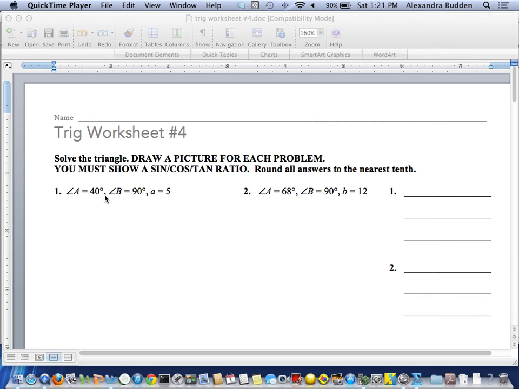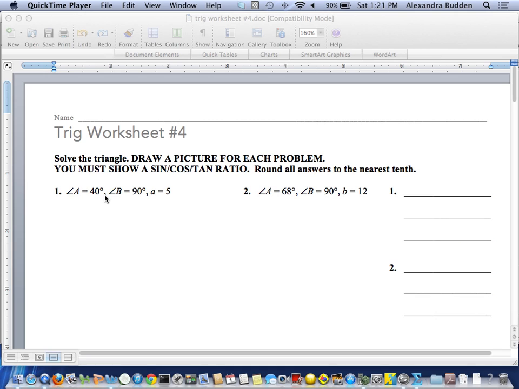If you would please take out your packet and turn to the worksheet labeled Trig worksheet number 4. We're going to take notes on this worksheet today, and then when you come into class we'll finish the worksheet. Today is all about solving triangles, so I'm going to give you some information about a triangle and you're going to have to find the missing angle measures and side measures.